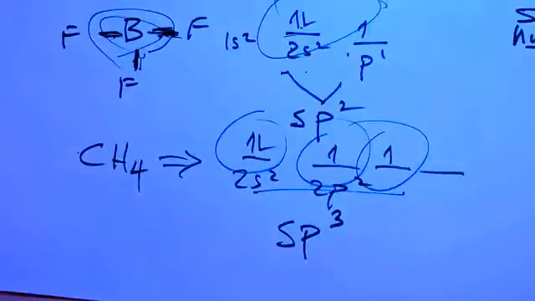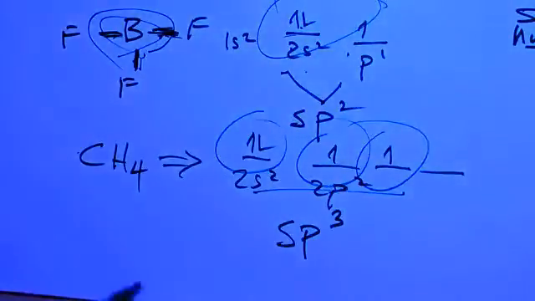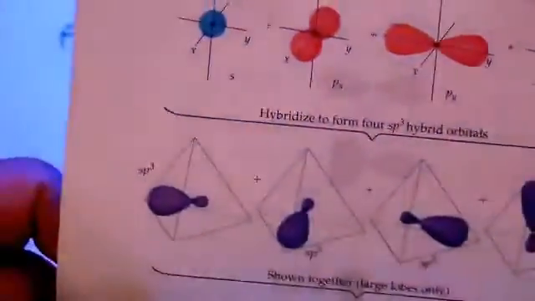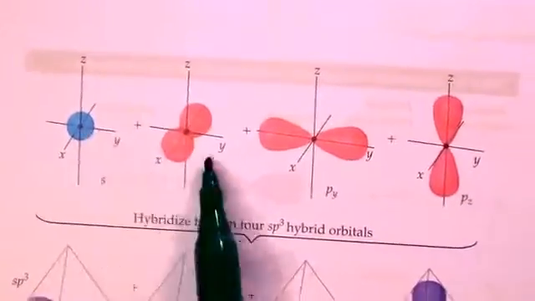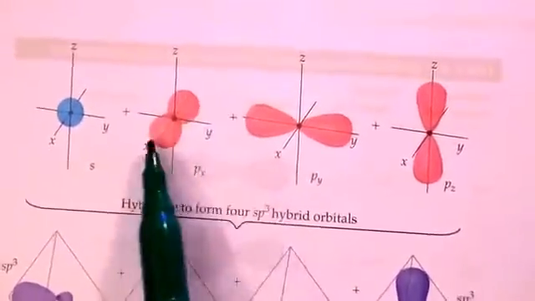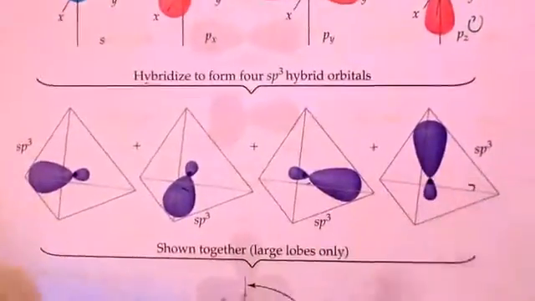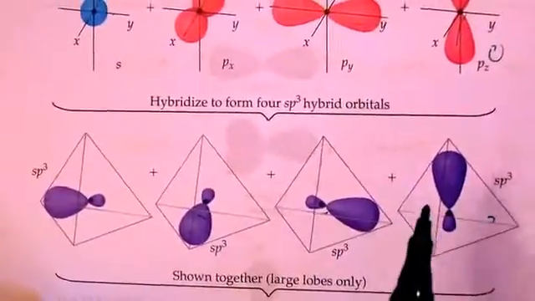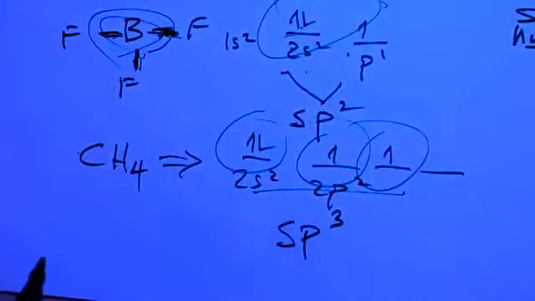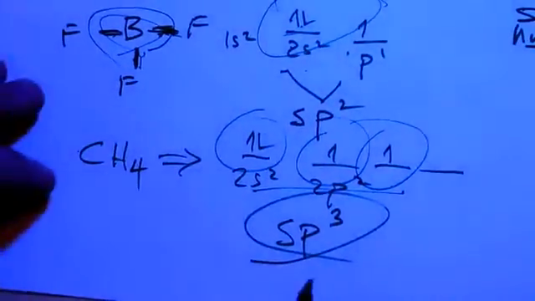And you can see your book has a better illustration of that. I just showed you a second ago the orbital notation of that, but here's the actual physical characteristics. A spherical s, p, p, and p, combine them all together, and we get 1, 2, 3, 4 hybrid orbitals, each one at the edge of a tetrahedron, giving us the 109.5 degree bond angle. CH4 would be an example that has sp3 hybridization.